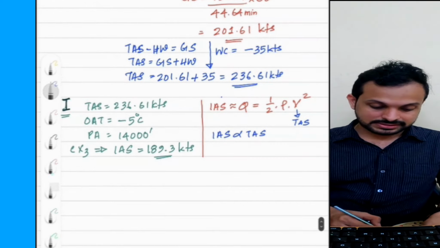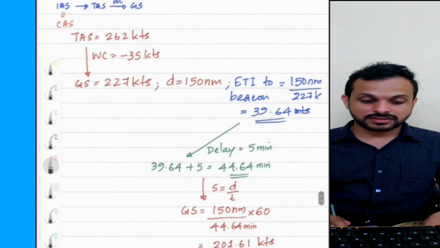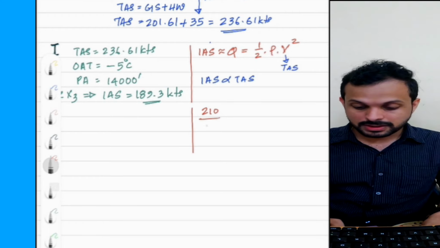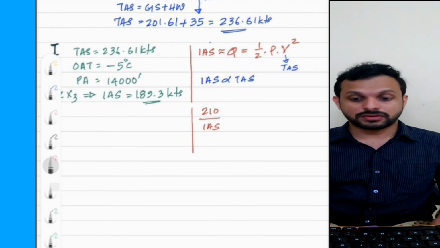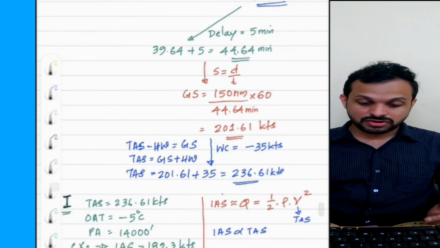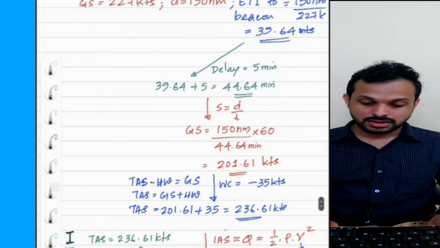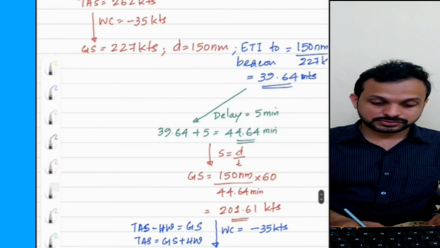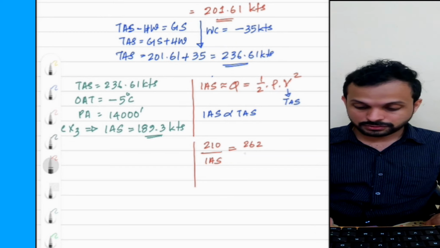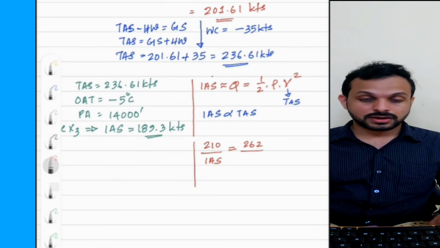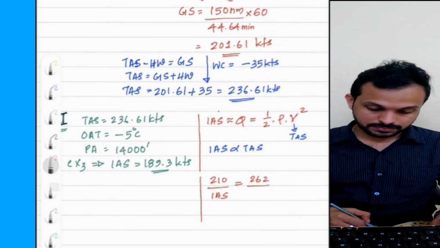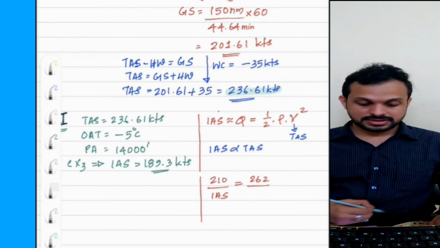Having this understanding, we have the indicated airspeed which is given in the question right here, which is 210 knots, divided by the new reduced indicated airspeed, which you have to find out. That is equal to the TAS which we found initially, corresponding to 210 knots of indicated airspeed, which is 262 knots. Let's write that down. 262 knots divided by the reduced TAS, which is right here, 236.61 knots.